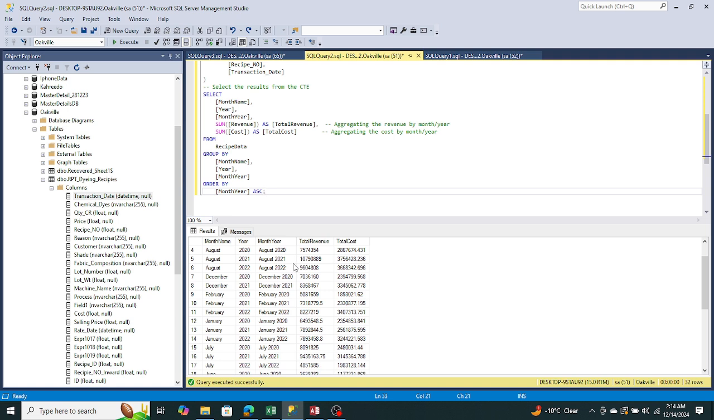Now we will have the data we were trying to achieve: in the month of August 2020, total revenue was 7.5 million, and cost was around 2.8 million, right? And the same we have for August 2021, and then we have this as our revenue, and this as our cost. This is our revenue, this is our cost.